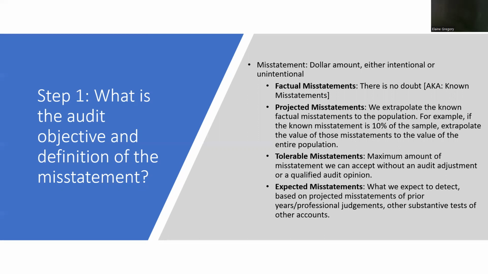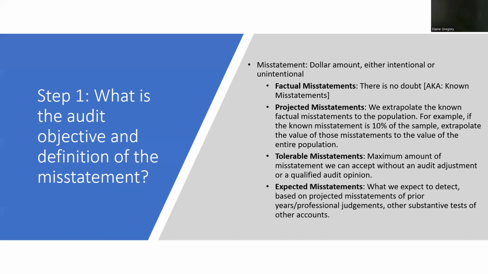Now, when we did our planning, we determined what our expected misstatement was going to be. Perhaps we said our expected misstatement would be 1.5%. Well, if we had 10% of misstatements compared to 1.5%, then we have to take a look at whether our expectation was in line with the outcome. So we have the factual misstatement, and the projected or extrapolated misstatement.